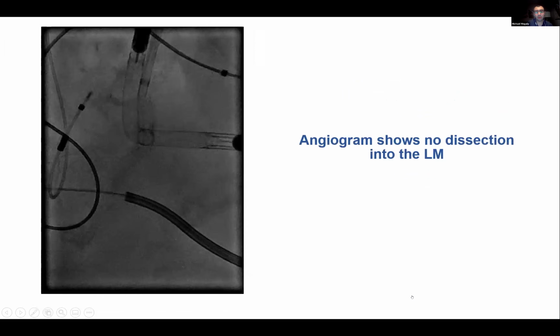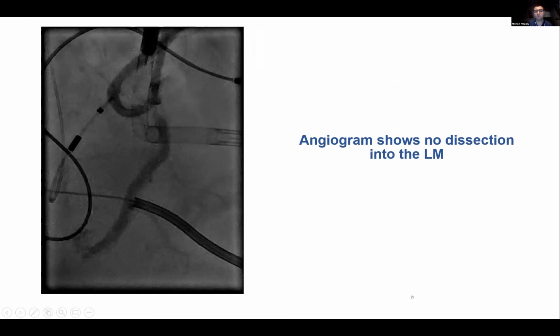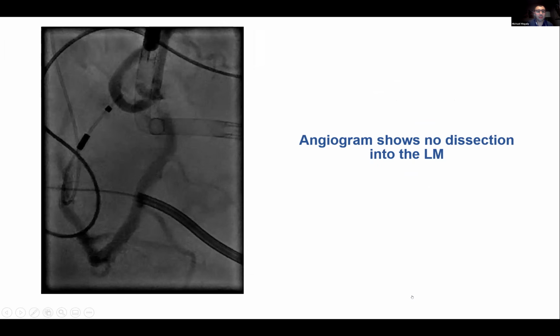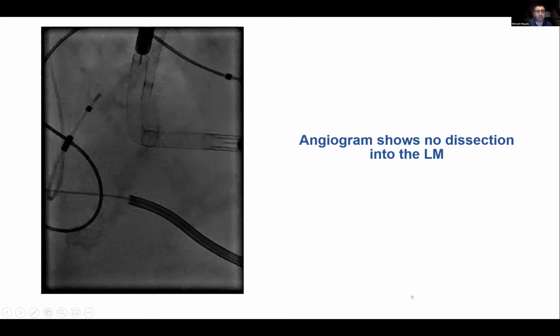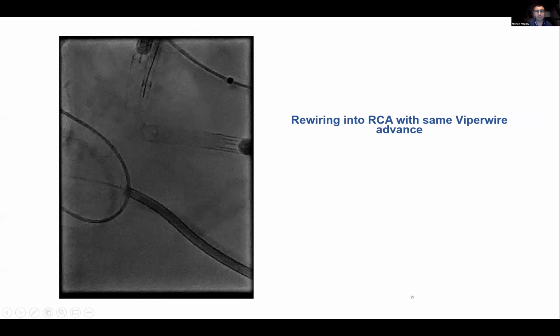And then we took an angiogram just to confirm that there is no dissection here, because we're going to pull that wire. And then we pulled the wire and we rewired into the RCA with the same Viper wire advance.